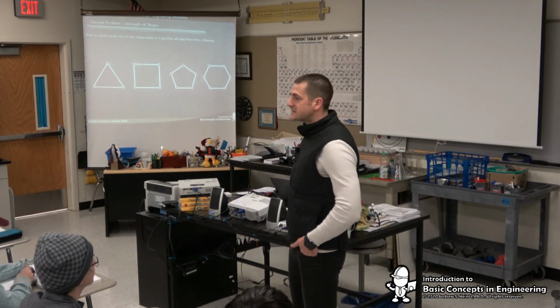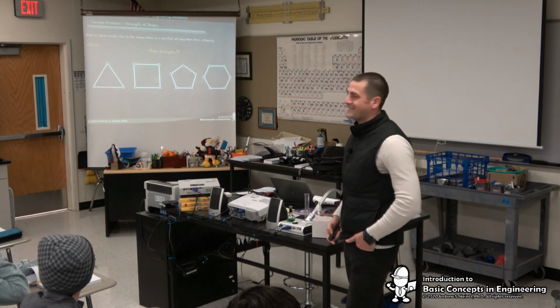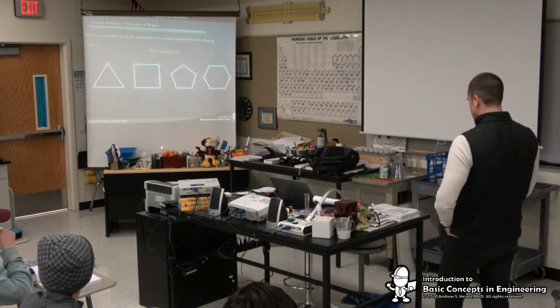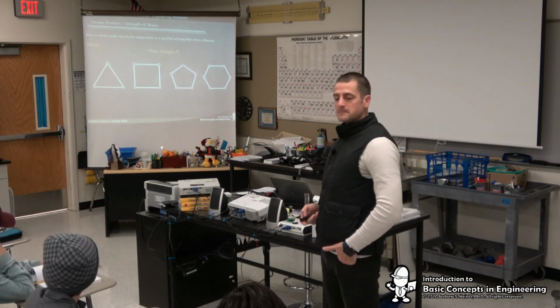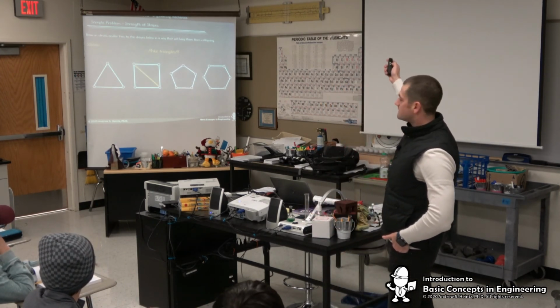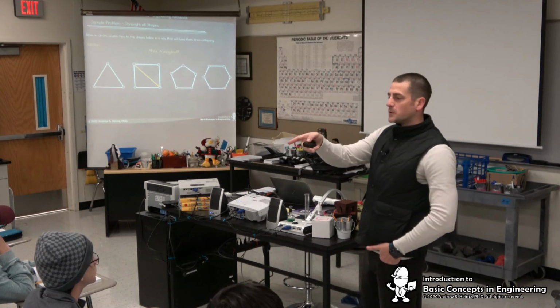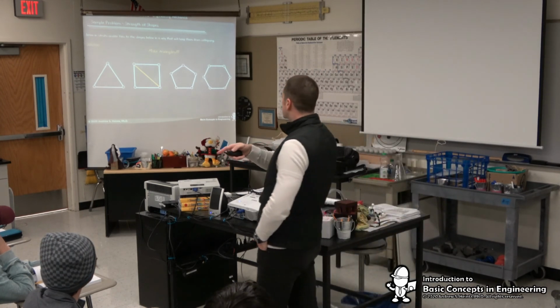You skip the triangle? That's smart, because we don't need to do anything to the triangle. All we need to do is make triangles. All right, what do you have for the square? Just one going through. Just one brace? I agree. What did we get for the pentagon?